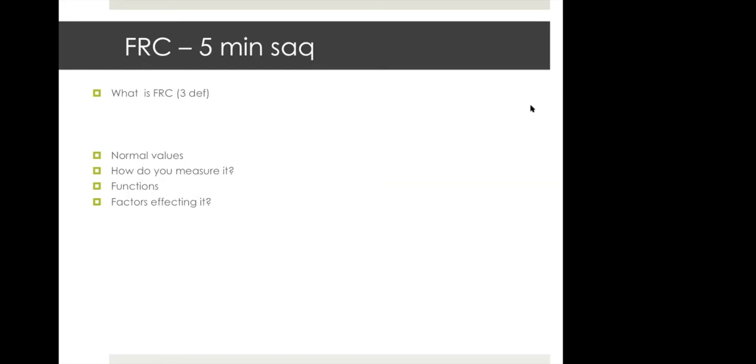Other functions. It is a buffer for arterial oxygen. You can imagine that the FRC is the part that's involved in the gas exchange. So if there's any change in arterial PO2, it's buffered by this capacity, this storage that we've got, to make things smoother. So with any tidal ventilation, the changes are quite minimal thanks to FRC.